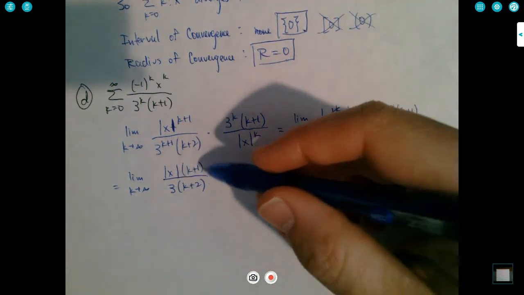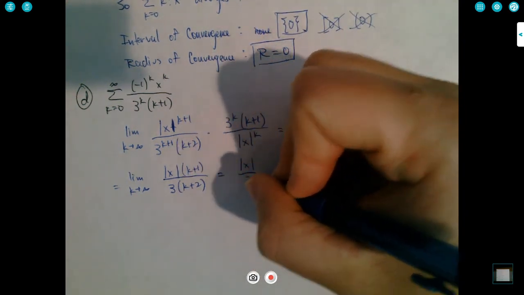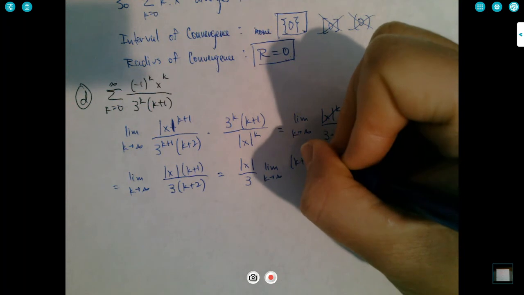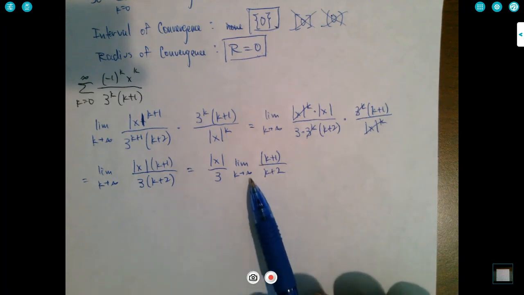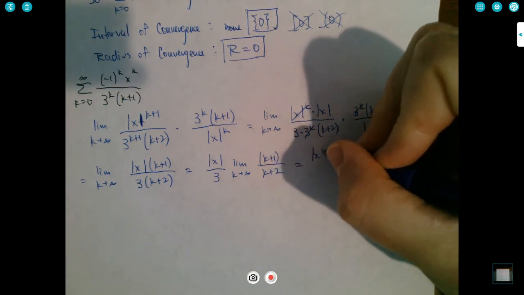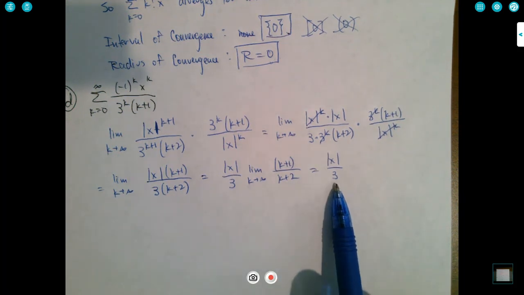So again, I'm going to pull out the stuff that isn't dependent on k. I guess I don't need the parentheses anymore. But anyway, as k goes to infinity, this thing goes to 1, right? So we just get the absolute value of x over 3. Okay. So this is a type 3 situation, right? Because this thing is going to converge so long as this is less than 1.